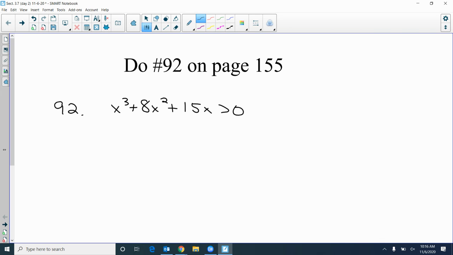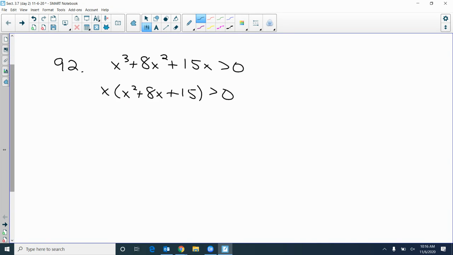All right, what do we have to do on this one, Tyler? Factor. Factor out a GCF of x. That gives x squared plus 8x plus 15 is greater than 0. Then what, Tyler? You can get from that x plus 5, x plus 3. Good. x plus 5 times x plus 3 is greater than 0.